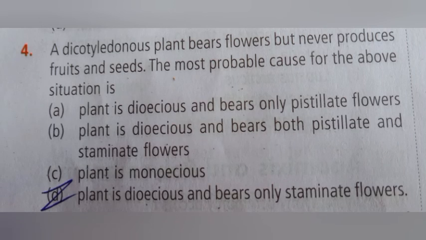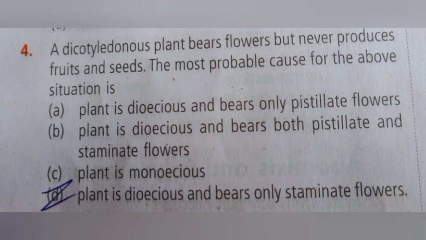Next question, fourth question. A dicotyledonous plant bears the flower but never produces the fruits and seeds. The most probable case of the above situation is. The answer is D. The plant is dioecious and bears only staminate flowers. This means the male plant is separate and the female plant will be separate. In such case, they will never produce the fruits and seeds. In the male plants we can only see the flowers.